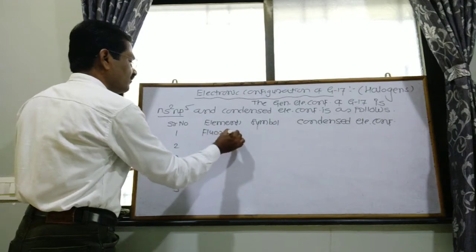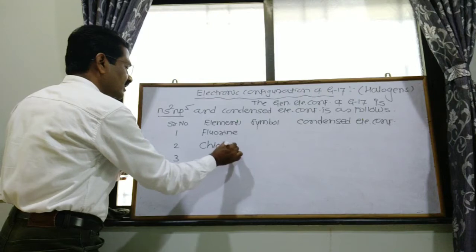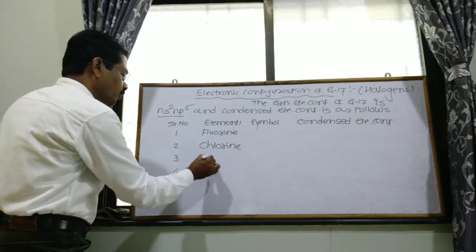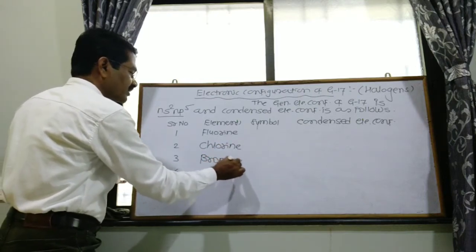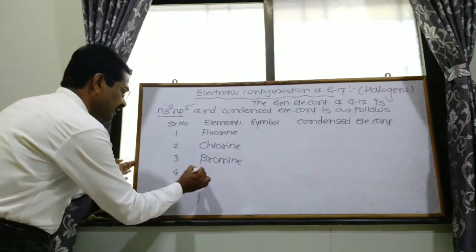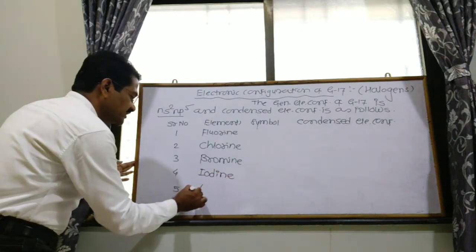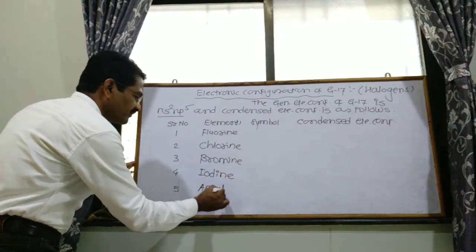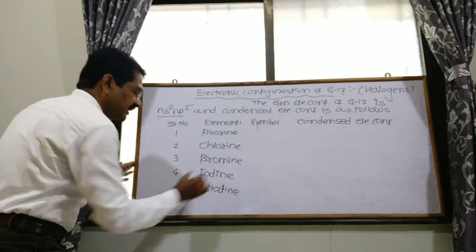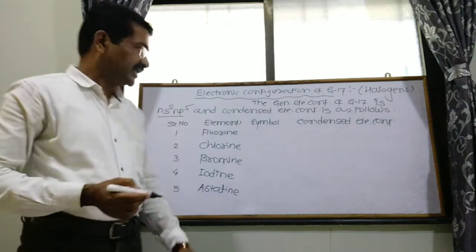The first element is fluorine. The second one is chlorine. The third one is bromine. Then iodine. And the last one is astatine. These are the 5 elements placed in G17.